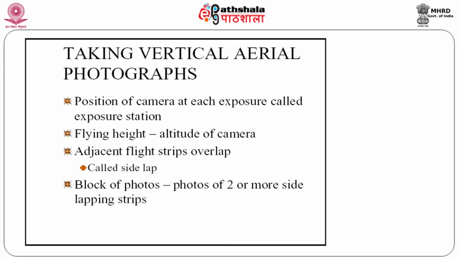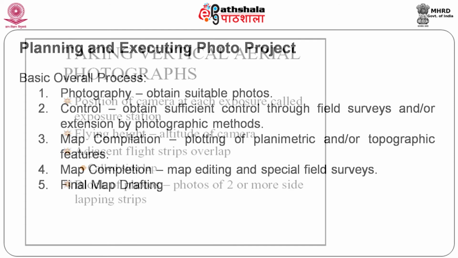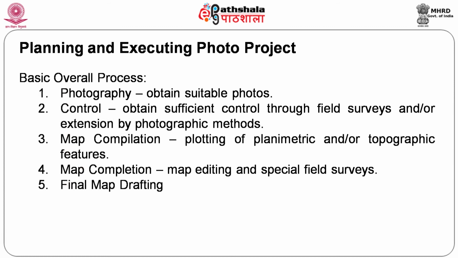Now, taking aerial photographs, I told you various characteristics and the importance of that. The position of the camera at each exposure is called an exposure station. I told you about the flying height, or the altitude of the camera, and then we also have to worry about the overlap and the side lap. When you have more than one side-lapping strip of photographs, it is called a block of photos.